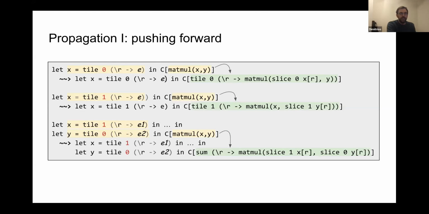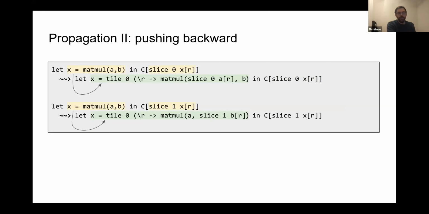The second rule is similar for y, when y is tiled. There is a small typo in this slide. And the third rule is when x and y are tiled on the reduction dimension. So basically, these equivalences that I mentioned before are triggered by the presence of some extra tiling information in some of the arguments of the ops.